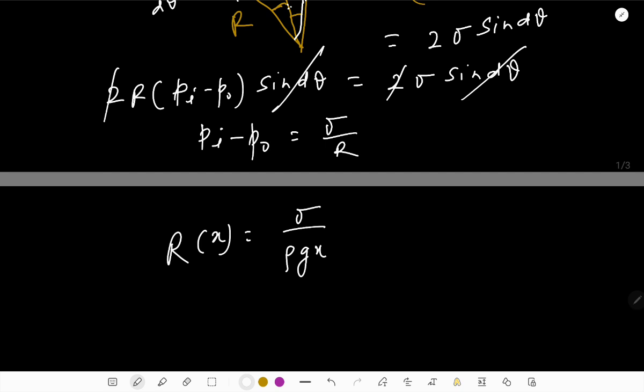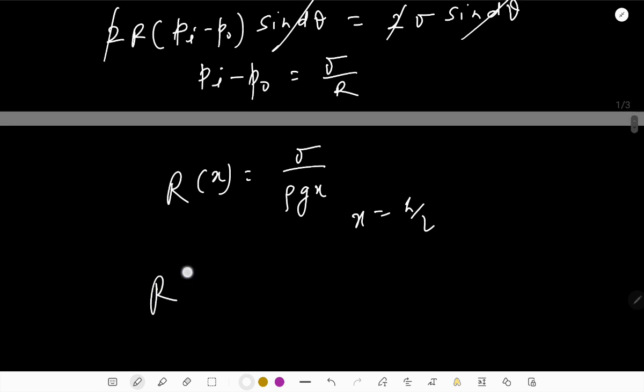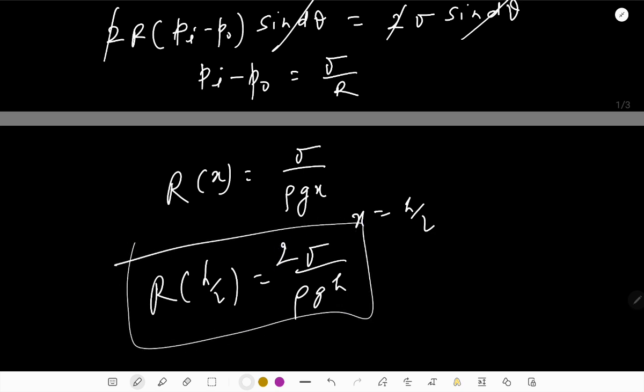And at x equals h by 2, you can put the values simply as sigma by rho g h by 2, and that will be the radius of curvature. And that's all, I think.